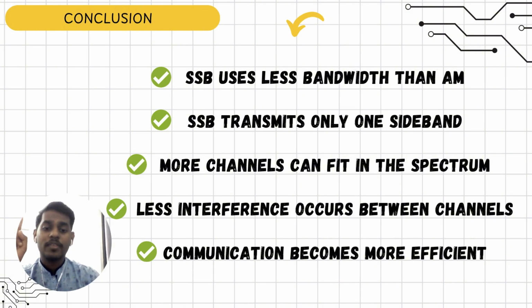Moreover, SSB uses smaller bandwidth, so more channels can be fitted, as we can see from this slide. Another point is less interference: since each channel occupies less bandwidth, there is more space between neighboring channels, reducing signal overlap, and we can also improve the communication quality.